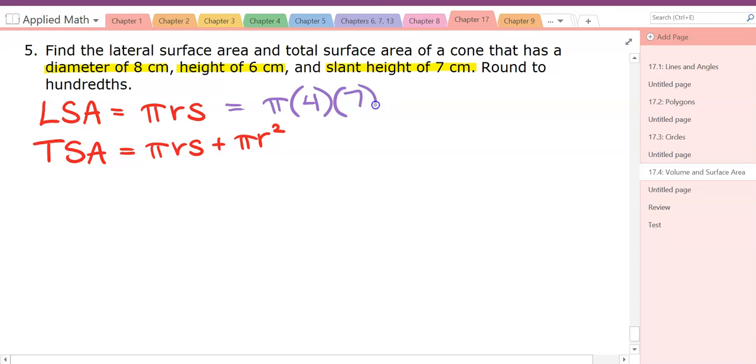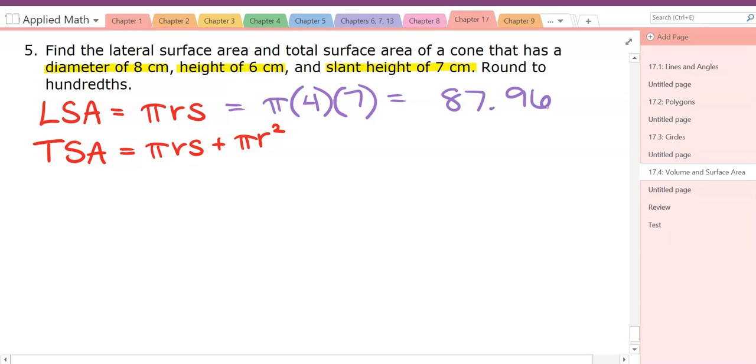7. They're probably giving you the 6 to try to trick you and make you think that you need to use that one. So at this point, that height number, that 6, is useless information for this problem, unless they had asked me to find volume. Then I would need that number. So I'm going to take pi times 4 times 7. I get 87.96.